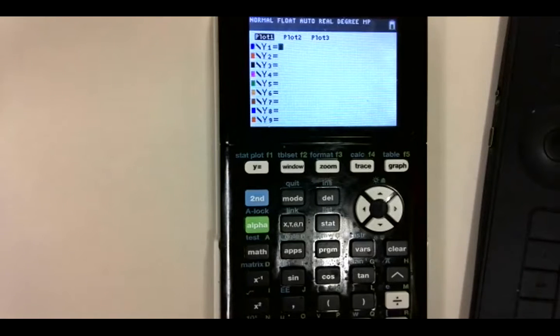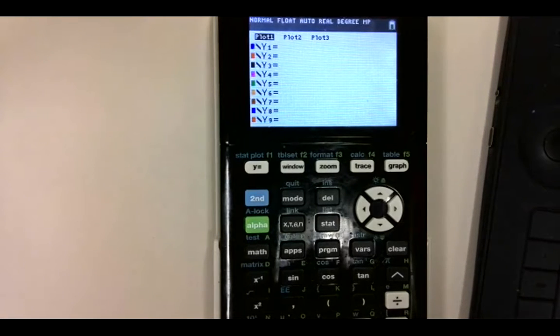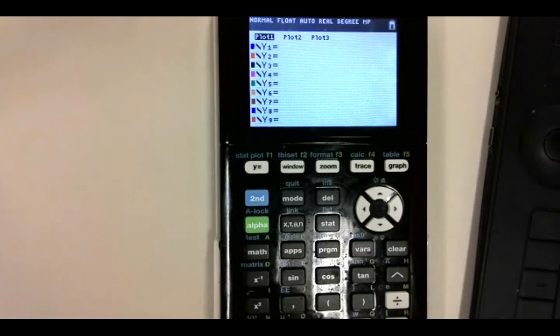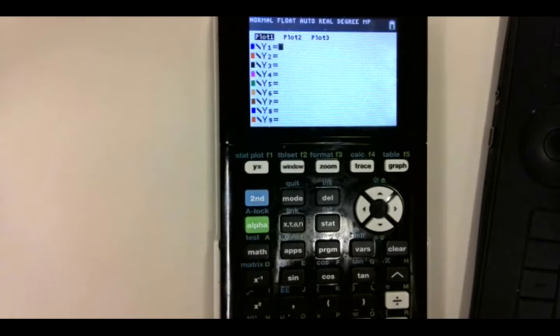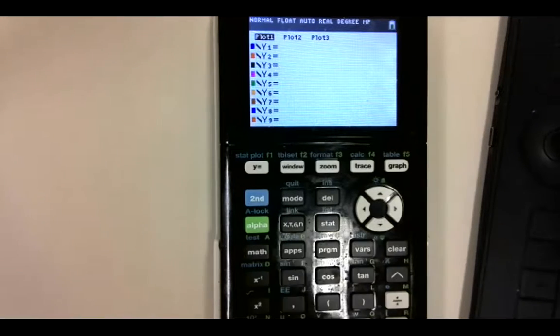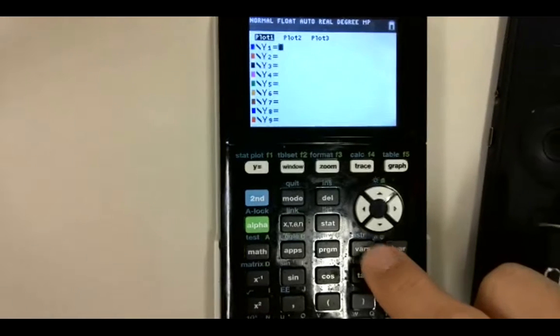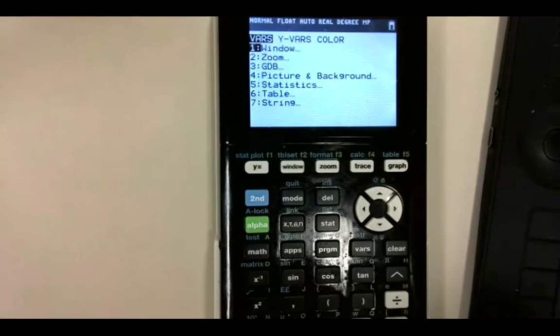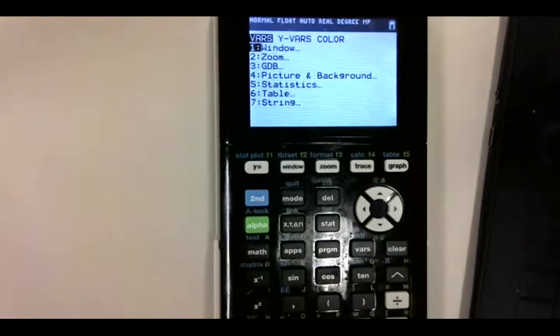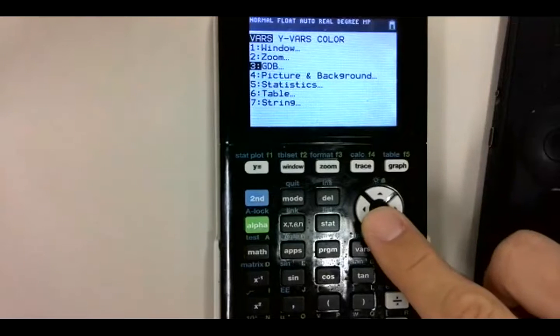What button do I hit this time? I don't think it's right, but is it variables? Yeah, it's variables, which is vars. That's right. So you hit the vars. And what are we importing? Statistics.